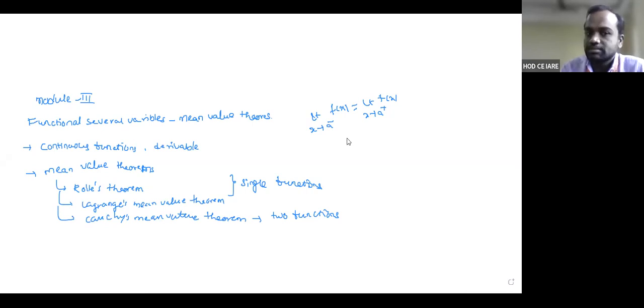Next, mean value theorems. Here we discuss the three types of theorems we learn. The first one is Rolle's theorem, the second one is Lagrange's mean value theorem, and the third one is Cauchy's mean value theorem.